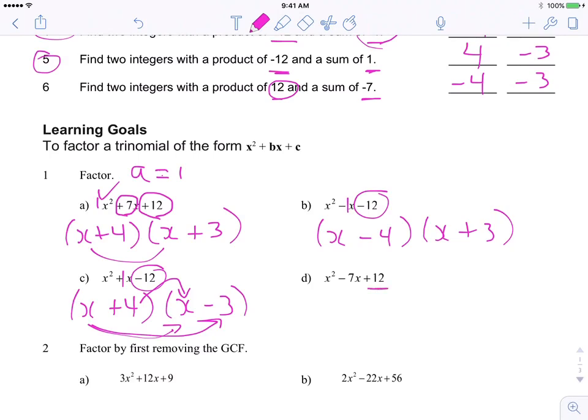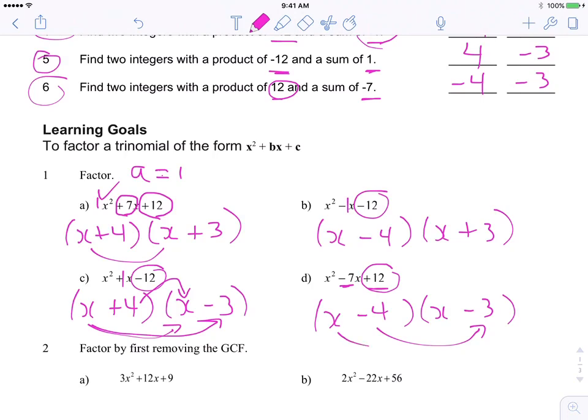Here we're looking for a product of 12 and a sum of negative 7. Again, we start off like this, and we end up with negative 4 and a negative 3 like you see in number 6, because negative 4 times negative 3 will be my final term in my trinomial, and that's positive 12. Negative times negative is positive.